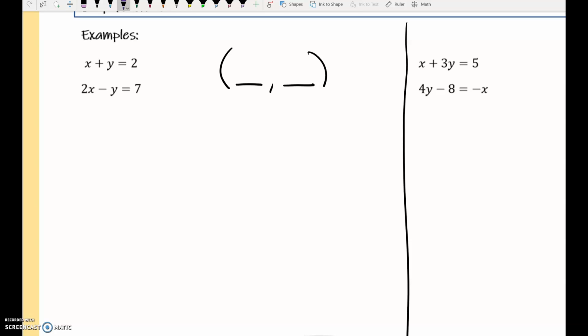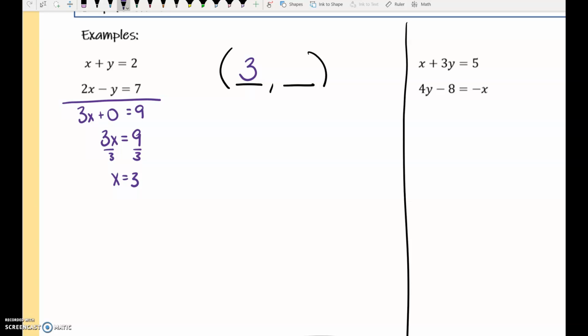So when we add, like this one is perfectly set up for elimination. If I add these straight down, x plus 2x is 3x, y plus negative y is 0, and 2 plus 7 is 9. The y completely eliminates, giving us an equation that we are able to solve. 3x equals 9, divide both sides by 3, we get x equals 3.